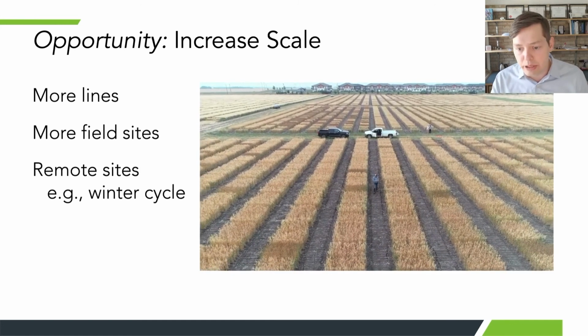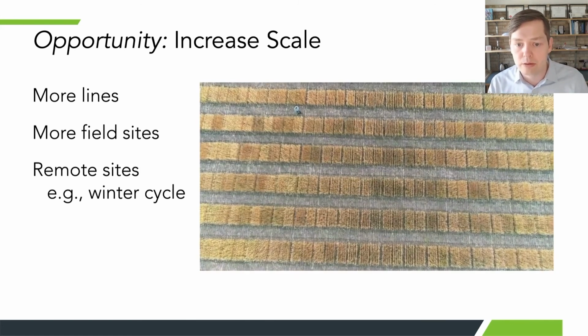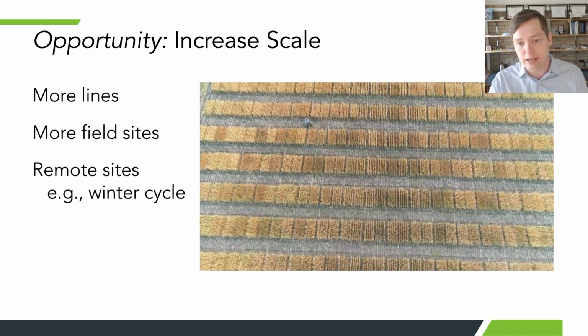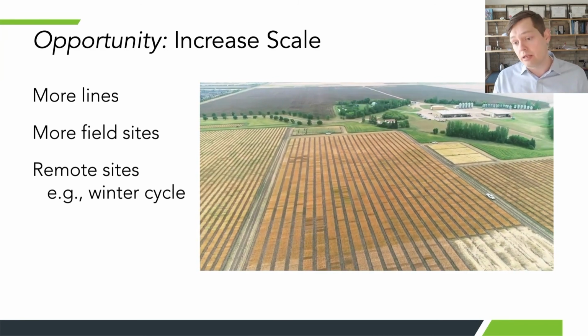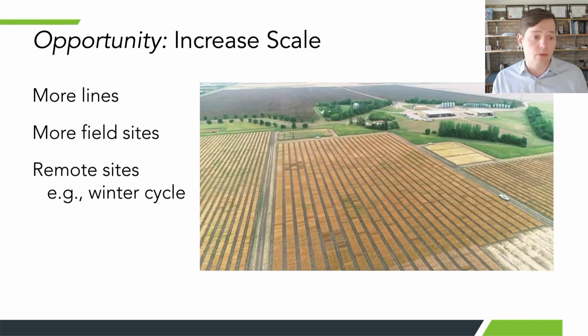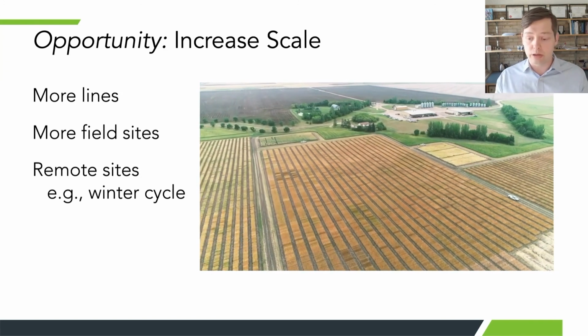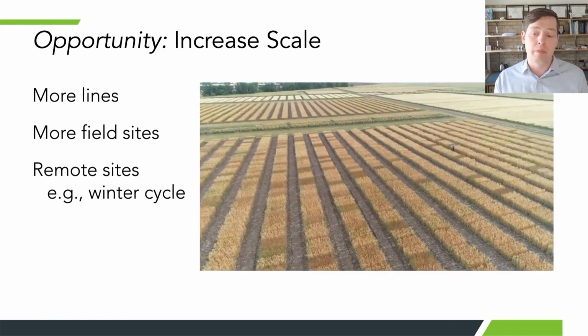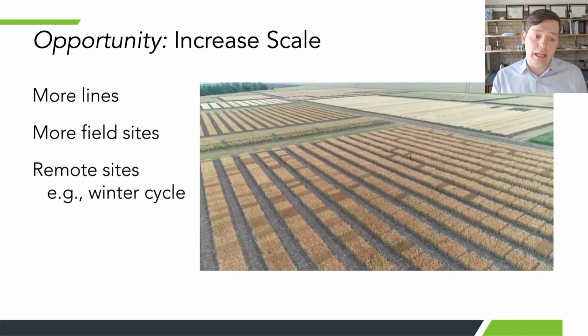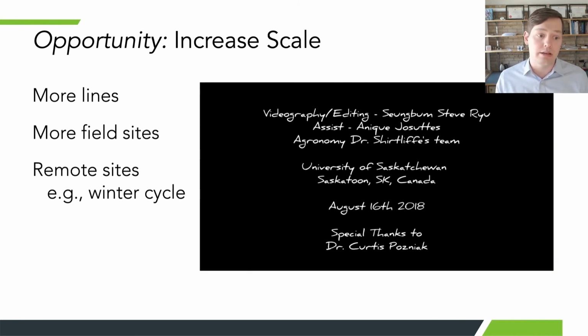These field pictures are of the wheat program by Curtis Posniak, and you can see him here walking through the field. This increase in scale could, depending on the breeder, take different forms. It could be just a larger plant population, more lines to select from at each generation. It also could mean a larger number of field sites, so trying to capture the environmental variation imposed on plant growth or plant production from different environments.